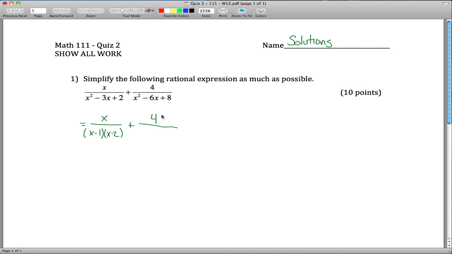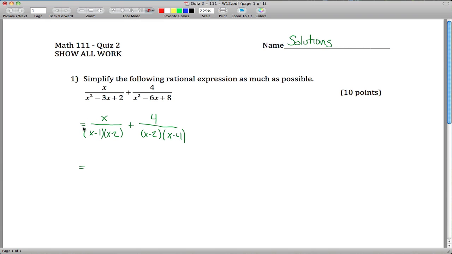Over here, again, the leading coefficient is a 1, which is kind of nice. So we need two numbers that multiply to positive 8 and add to negative 6. Let's see, x minus 2 and x minus 4 will do the trick. And now when you have it written like this, it's easier to see that the least common denominator will be x minus 1 times x minus 2 times x minus 4.